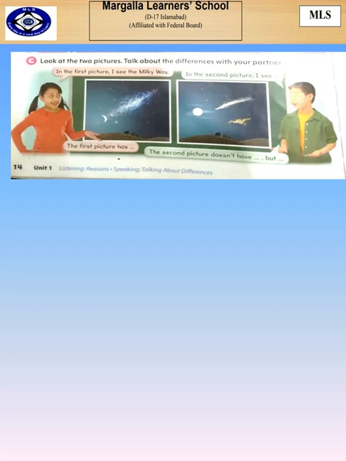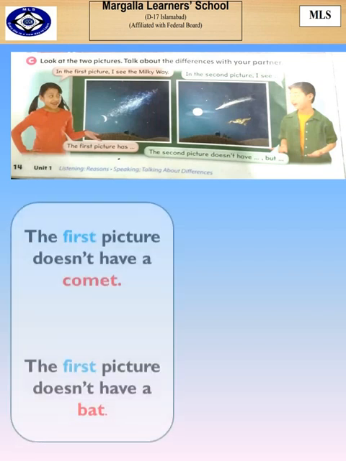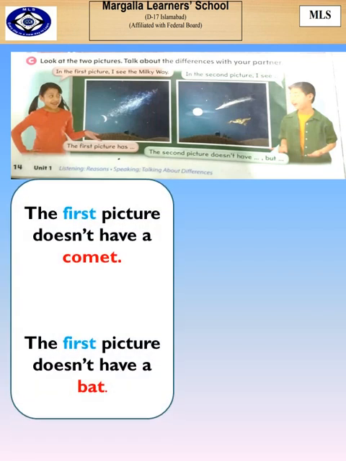You see how you are going to make up a difference between these two pictures? I have written some differences for you as well. In the first picture, you cannot see a comet, right? But there is a Milky Way.